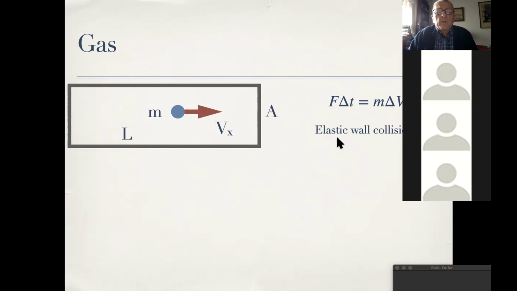An elastic wall collision is being assumed. So what is the delta V? The particle comes with the velocity Vx, hits the wall. Now the energy is conserved, so the length of the velocity will be conserved, because energy is 1/2 mass times velocity square.